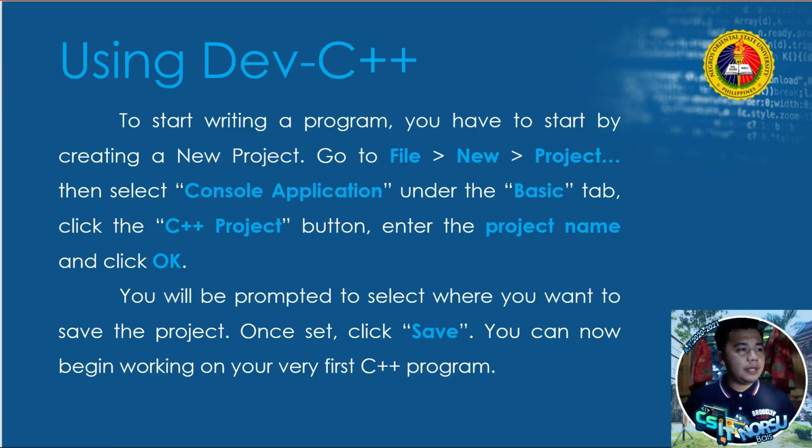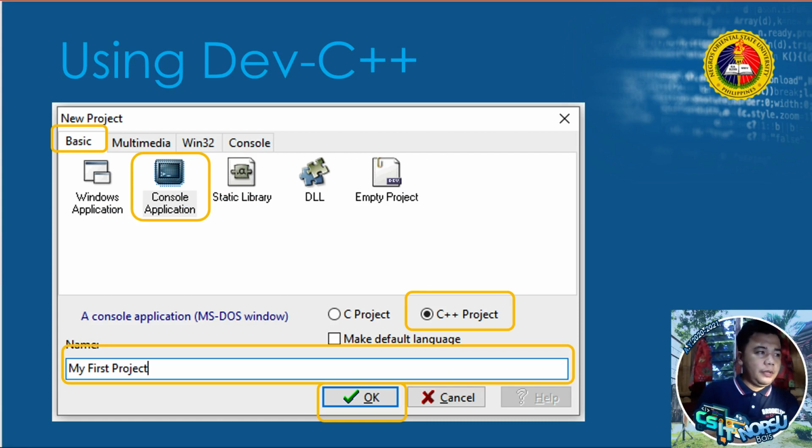To start writing a program, you have to start by creating a new project. This is using Dev C++. Go to File, New, Project, then select Console Application under the Basic tab. Click the C++ project button, enter the project name, and click OK. You will be prompted to select where you want to save the project. Once set, click Save. You can now begin working on your very first C++ program.